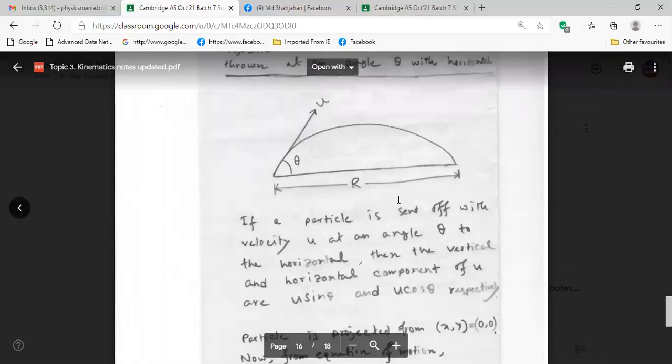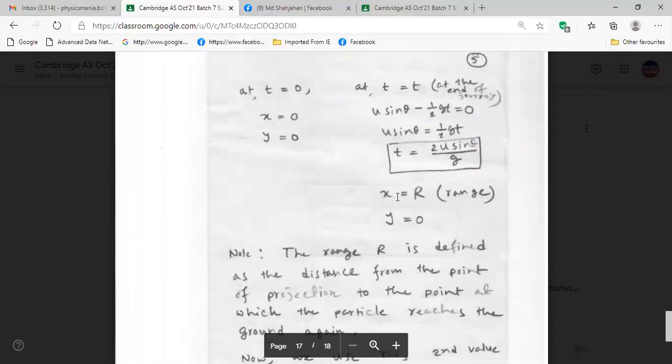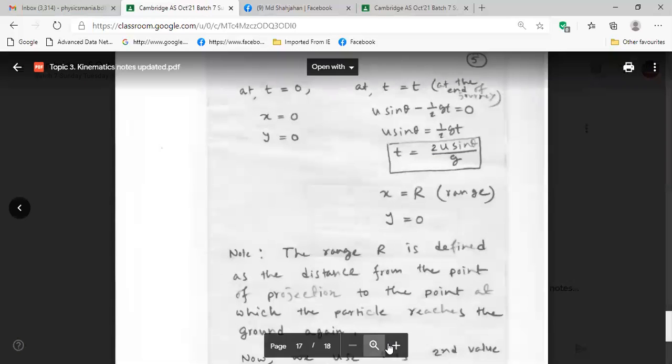Now that one also you are writing here. Look, your x equals R, right? Yes, sir. x equals R, and that R we are saying it is the range of the object, and y equals 0, right? Yes, sir. Y equals 0 means the vertical component of the displacement is 0. Is it clear? Yes, sir.